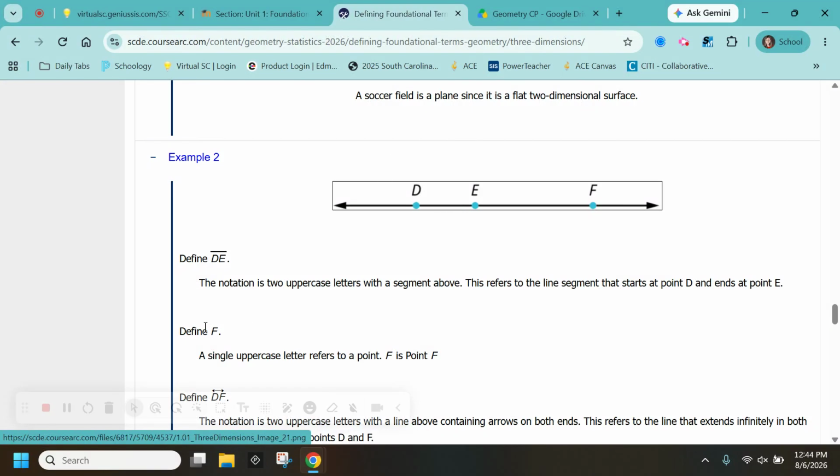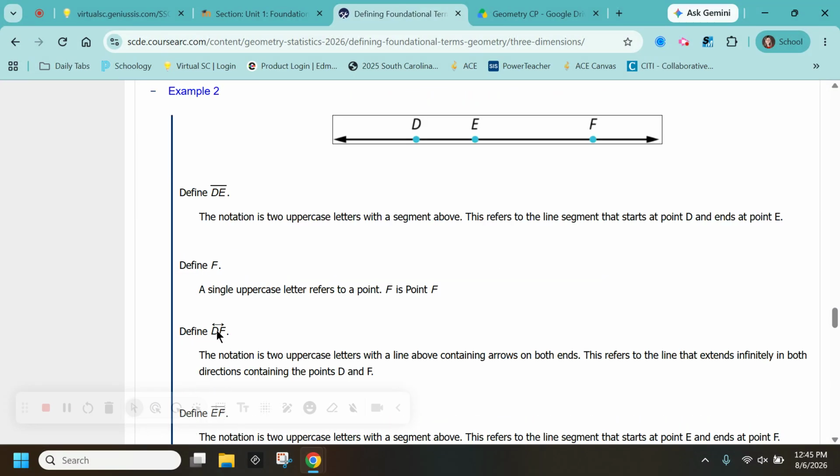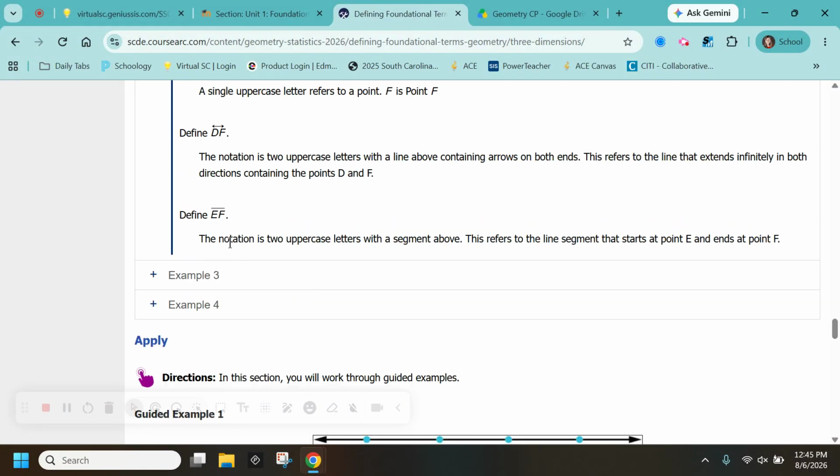Define segment DE. Since the notation is 2 uppercase letters with a segment above, this refers to a line segment that starts at point D and ends at point E. Define F. A single uppercase letter refers to a point, so this would be point F. Define DF with the line and 2 arrows. It indicates that it is a line, and it's going to extend infinitely in both directions past the points D and F. And then define EF. It is 2 uppercase letters with a segment above that refers to a line segment that starts at point E and ends at point F.